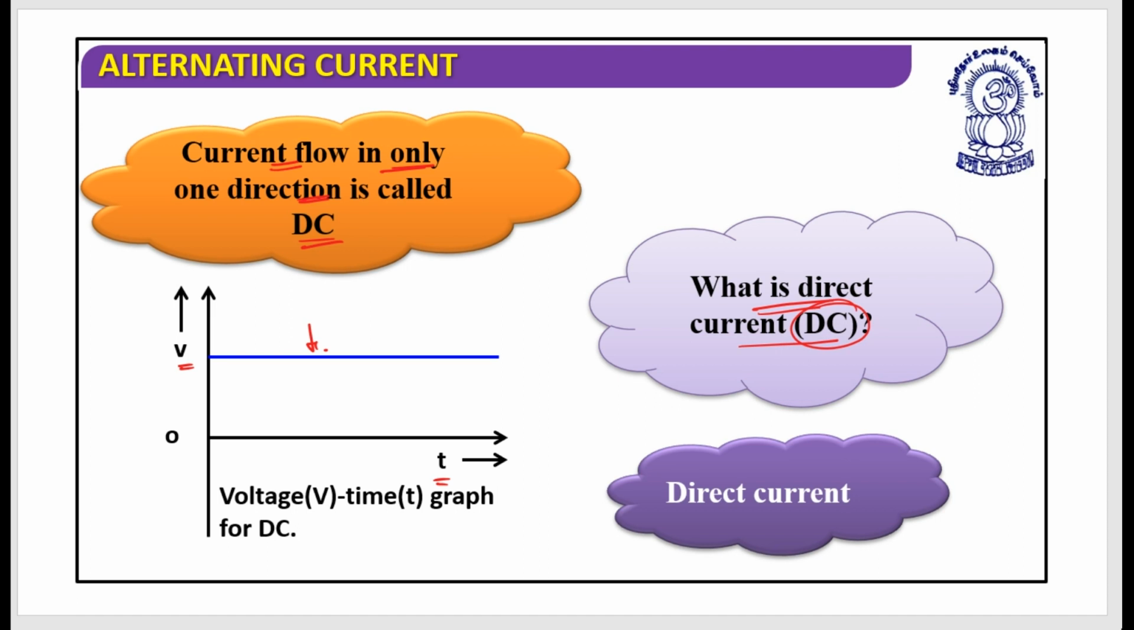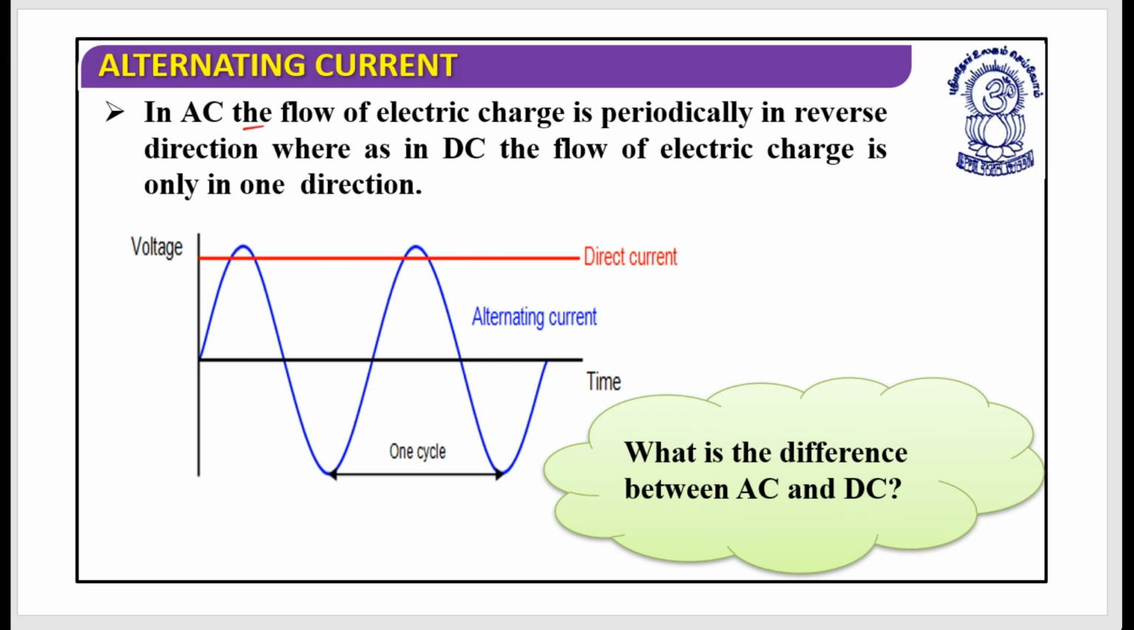So now, do you understand the basic difference between direct and alternating? Great. So let's look. In AC, alternating current, the flow of electric charge keeps reversing direction, whereas in DC the flow of electric charge is only in one direction. In alternating current it is always changing its direction, but in DC it is always in the same direction, it is unidirectional. So this is the basic difference between AC and DC. I hope you understand this.